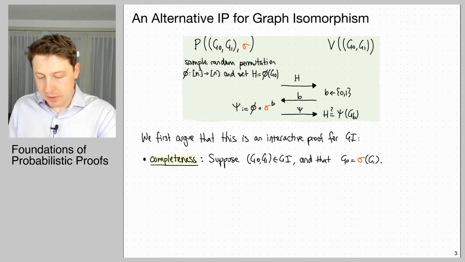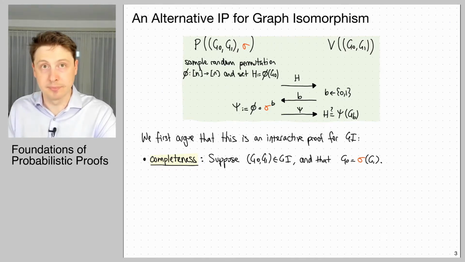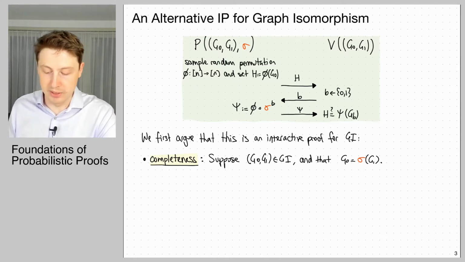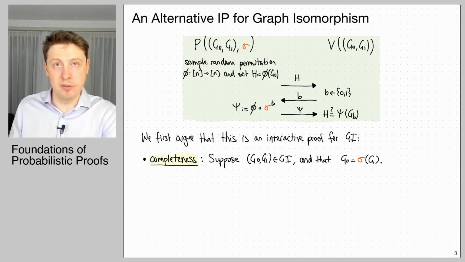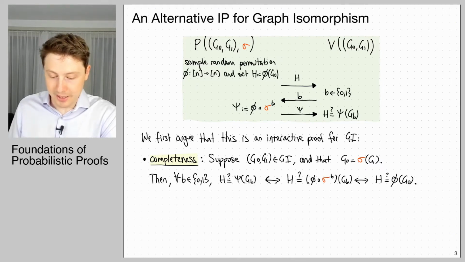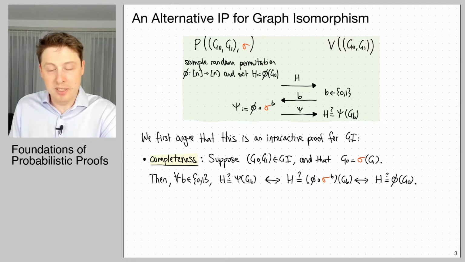For completeness, we want to say, okay, suppose for a moment that the two graphs are indeed isomorphic. And also suppose that the private input is correct for the prover, so that indeed sigma is an isomorphism, in this case from G1 to G0. Is it indeed the case that the prover can always convince the verifier to accept? Well, look, this is the test that the verifier is doing, right? And this test basically says it's challenging the prover to exhibit an isomorphism from GB to H.